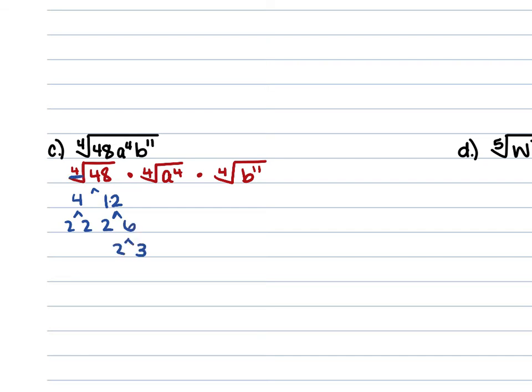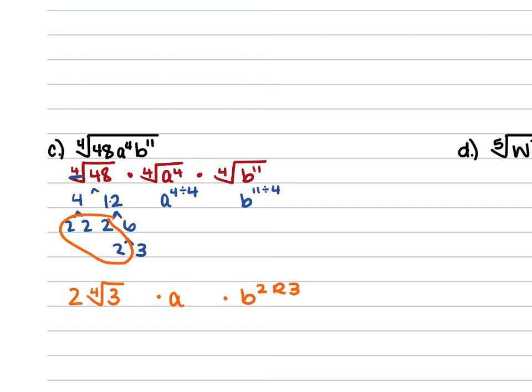We're looking for a group of 4. We have 4 2's here. So the 2 comes out. The 3 stays underneath the radical. So that's just 2 4th root 3. For the 4th root of a to the 4th power, we're going to divide the power by the index. 4 divided by 4 is 1, so that's just a. For the 4th root of b to the 11th power, we're going to take that 11 as the power and divide it by 4. This is going to give us b to the 2nd power with a remainder of 3.